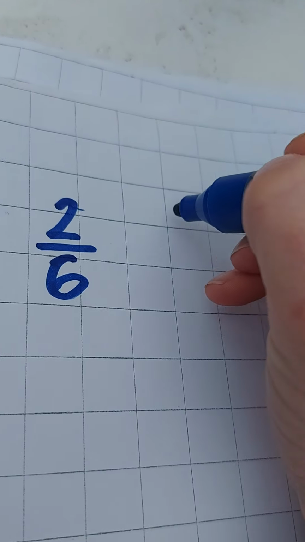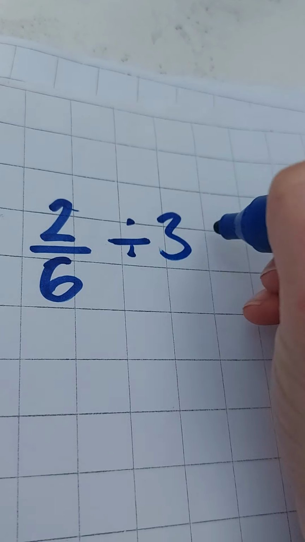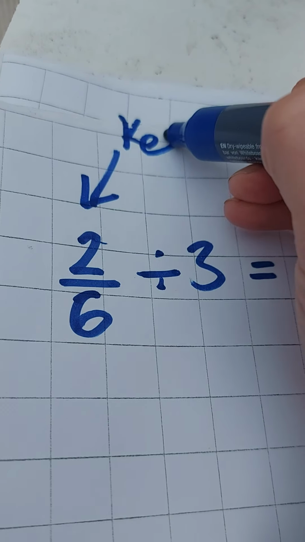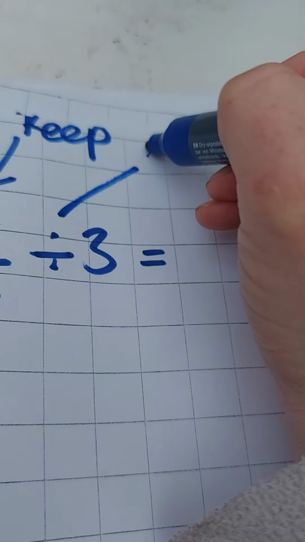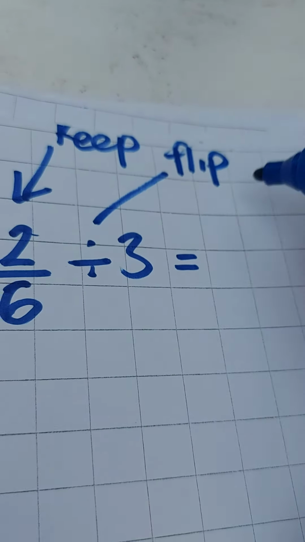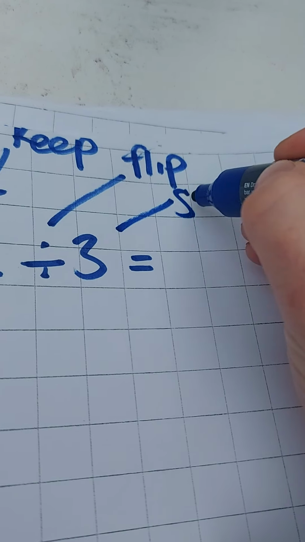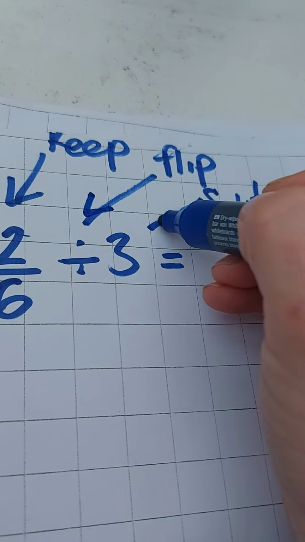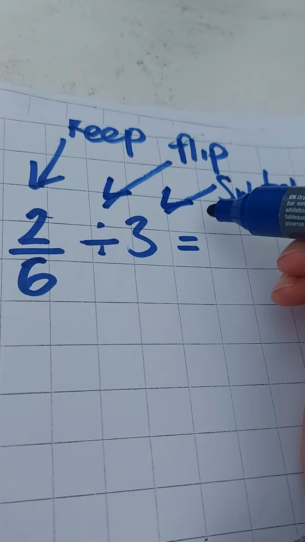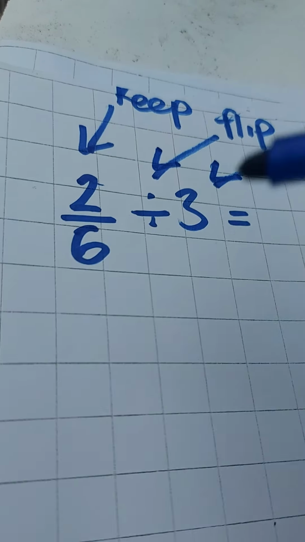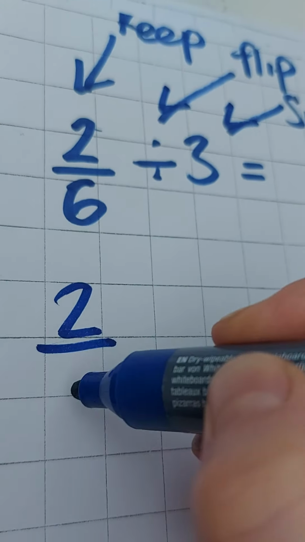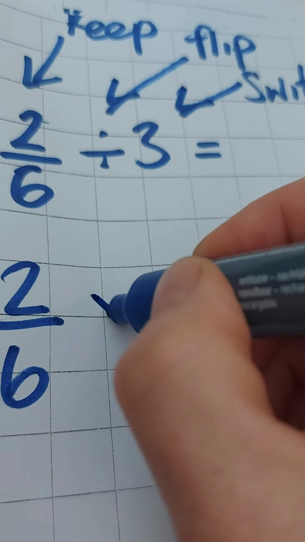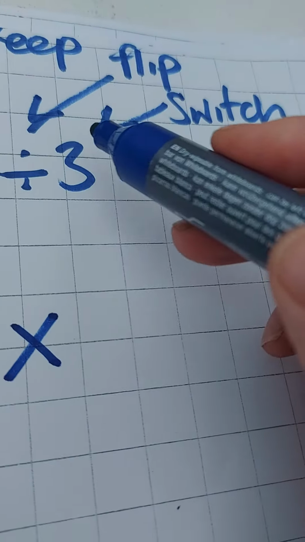2/6 divided by 3. Right, so we're going to use the strategy keep, flip, switch, which we looked at for the first time a few weeks back. Sorry, they're meant to be arrows. So I'm going to keep this one as it is. I'm going to flip this, so I'm using the opposite of divide, which is times. And then I'm going to switch this one round.